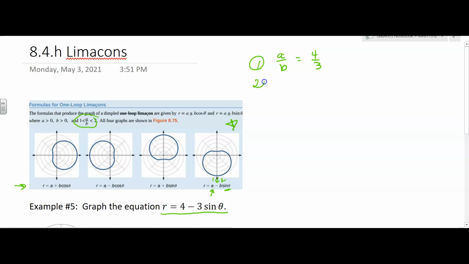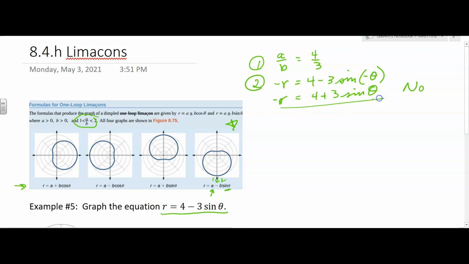All right, so the next thing to do is to check for symmetry. So we can put in negative r and negative theta. And because sine is an odd function, we're going to get negative r equals 4 plus 3 sine theta. So it's going to say no, it's not symmetric with respect to theta equals pi over 2.